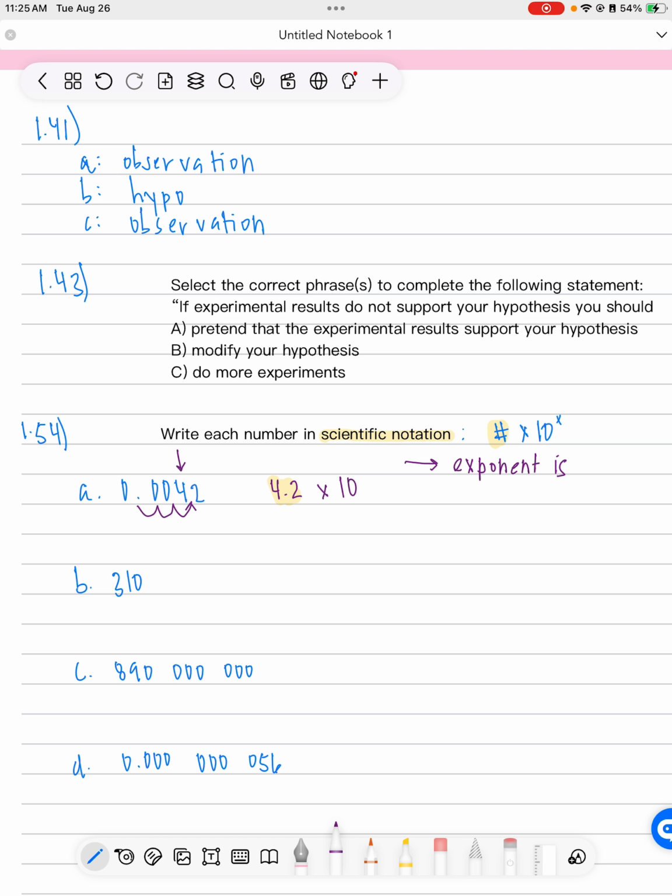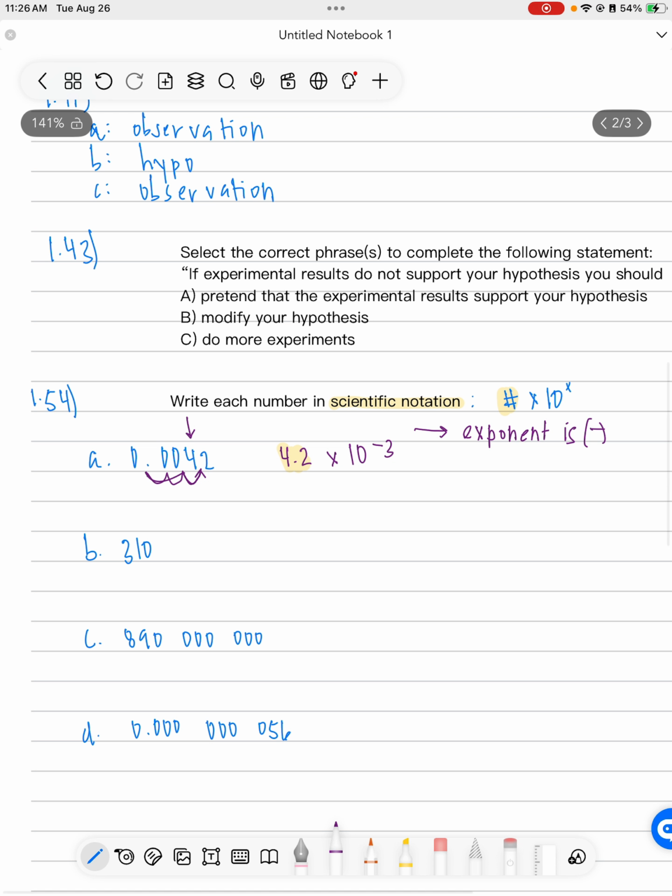Exponent is negative. So how many did we go to the right? We start where our decimal was and we count. We went 1, 2, 3 to the right. So this number is going to be negative because we went to the right, 3. So our answer is 4.2 times 10 to the negative 3.